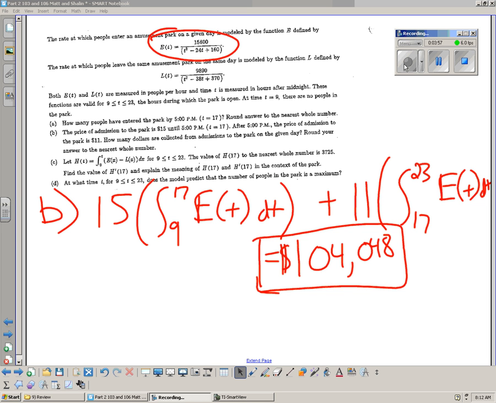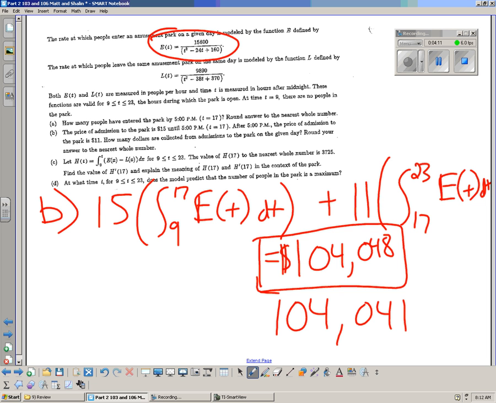Now, on the answer sheet, it says that you can also get another amount of 104,041. So clearly this is if you round differently, I guess, but the top answer is what you should get if you plug in all the stuff I showed you before.